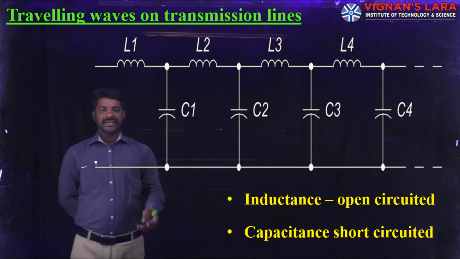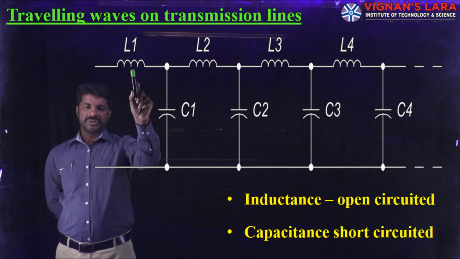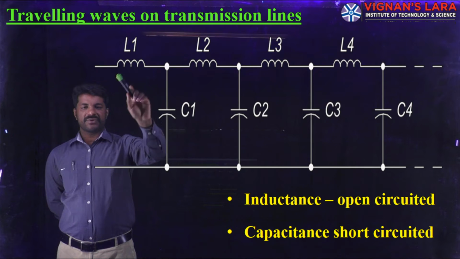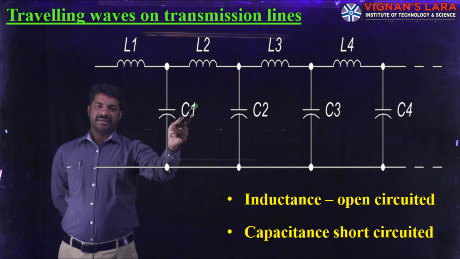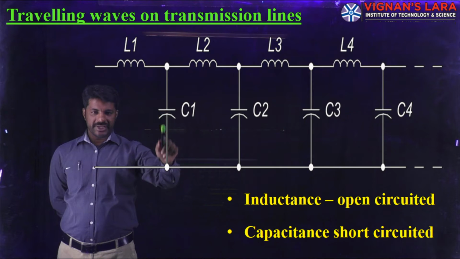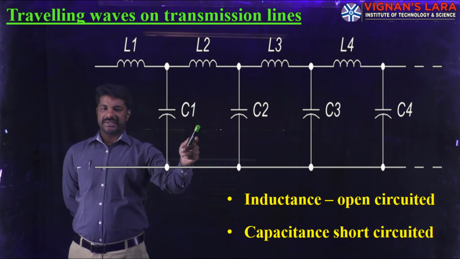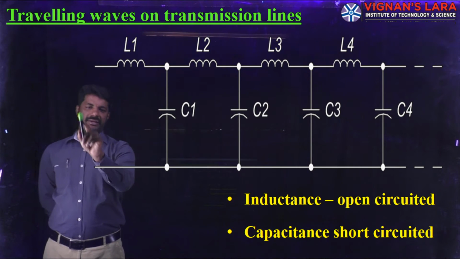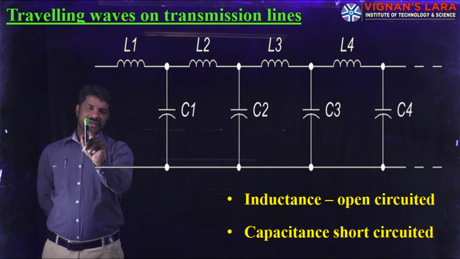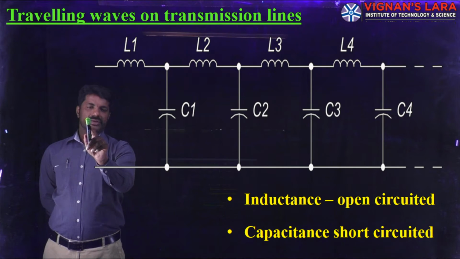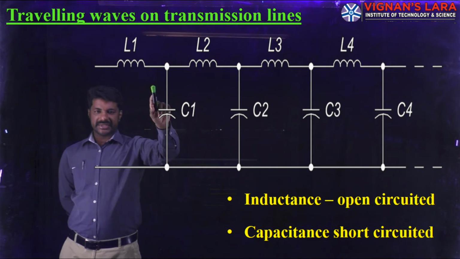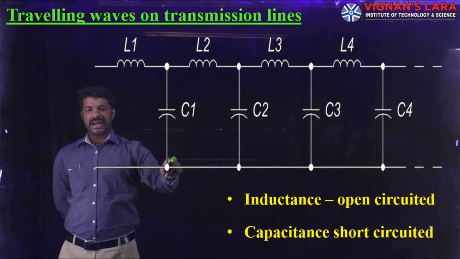So the inductance acts as an open circuit. In order to have the voltage transfer from one section to another section, first of all the capacitor has to be fully charged, and only then will the voltage be applied to the second section. Let us assume that instantly, at a starting point, the voltage V is injected at the sending end side. It will take some time for the inductor to charge, and then the capacitor starts charging.